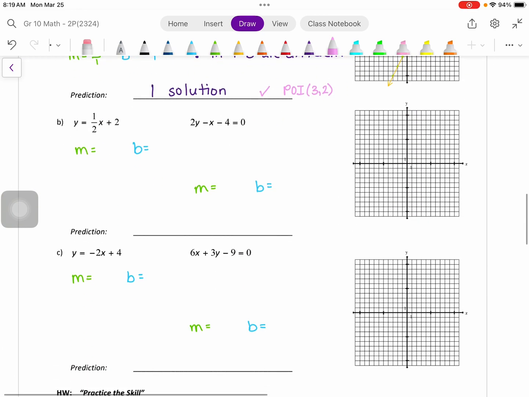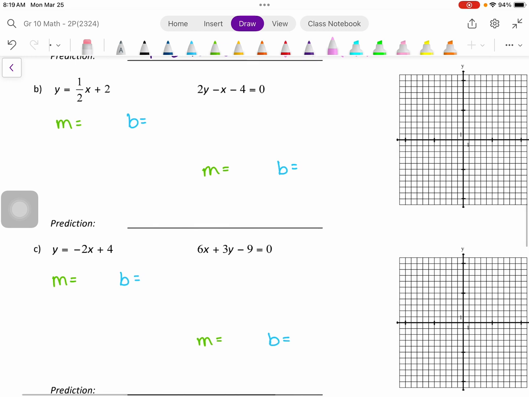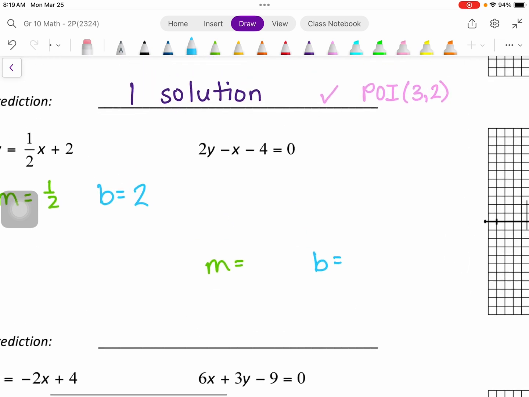So with these ones, we're just going to make our prediction, and then you can graph them yourself. So my slope here, the number in front of x, is 1/2, and my y-intercept is 2. In this question, I need to rearrange. So I'm going to keep the 2y on this side. x is going to move over, so subtracting an x becomes adding an x on the other side. Subtracting 4 becomes adding 4. And I need to get 1y, which means I need to divide everything by 2. So 2 divided by 2, I'm left with 1y.